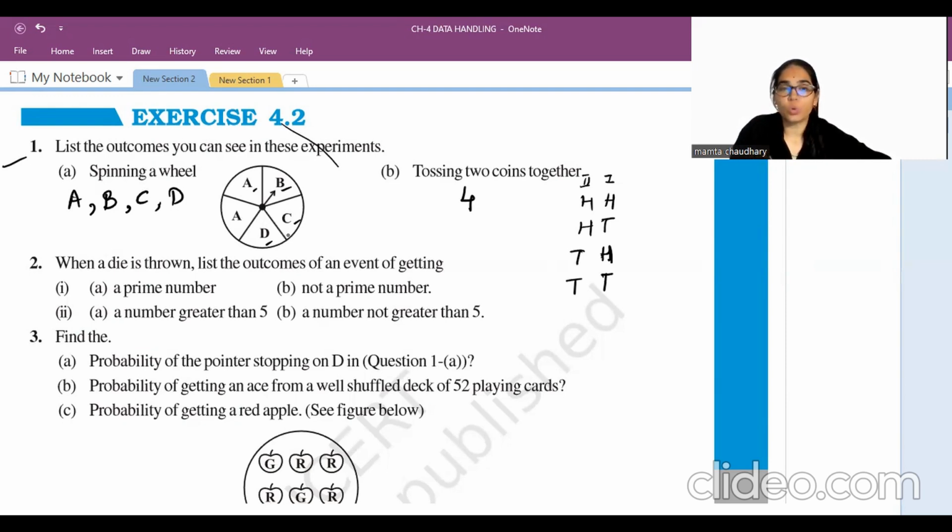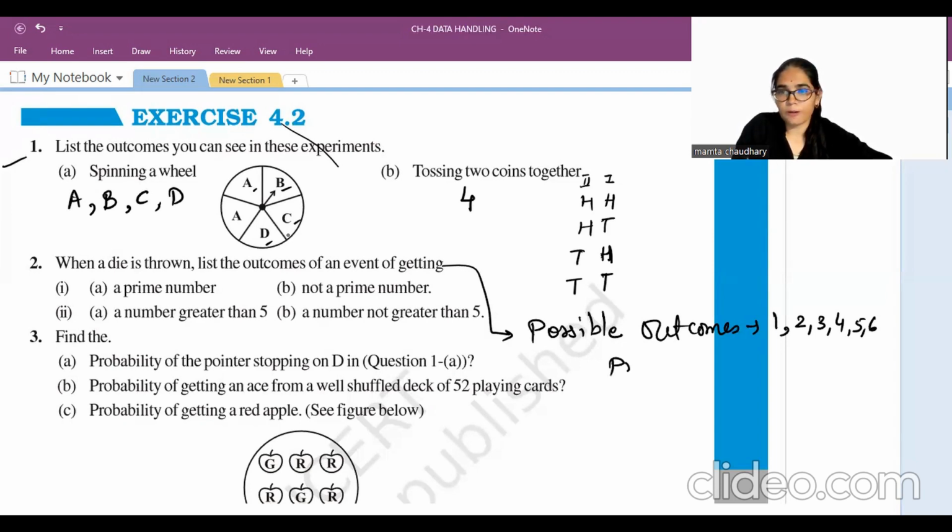When a die is thrown, list the outcomes of an event of getting a prime number. When you throw a dice, what are the possible outcomes? The possible outcomes are 1, 2, 3, 4, 5, and 6. Now, a prime number. What are the prime numbers? Prime numbers are 2, 3, and 5. 1 is not a prime number. There are 3 prime numbers.